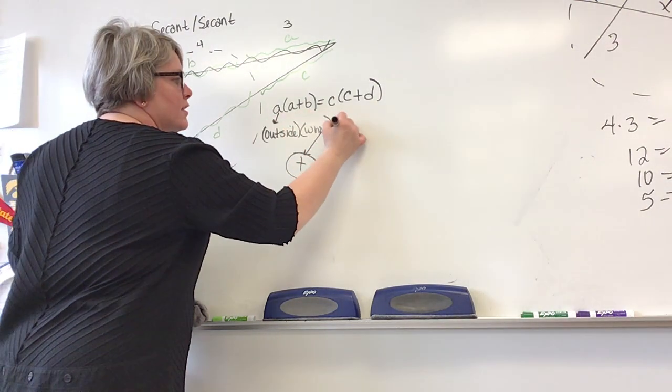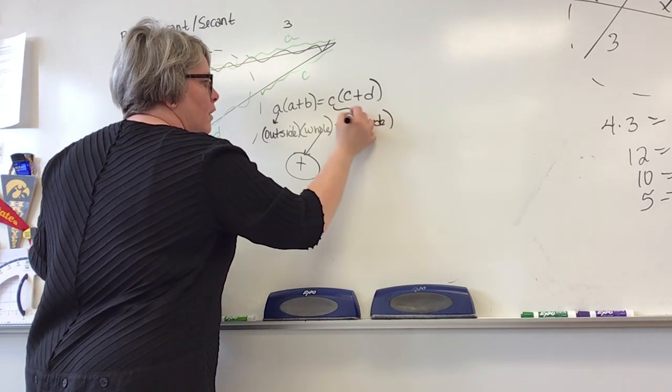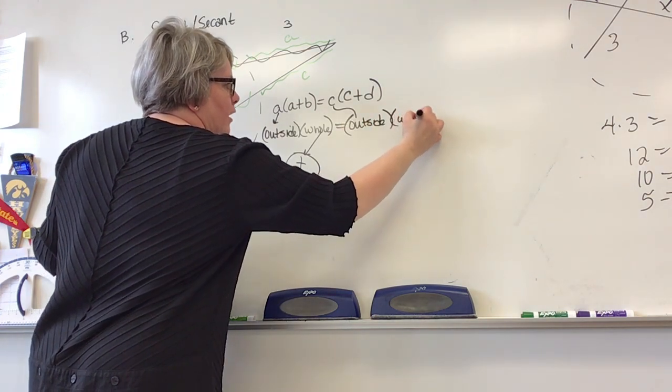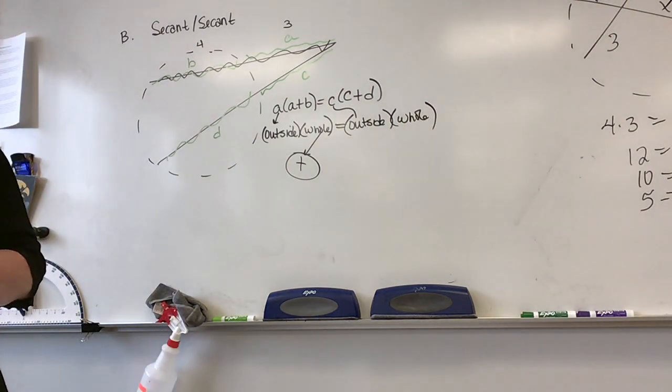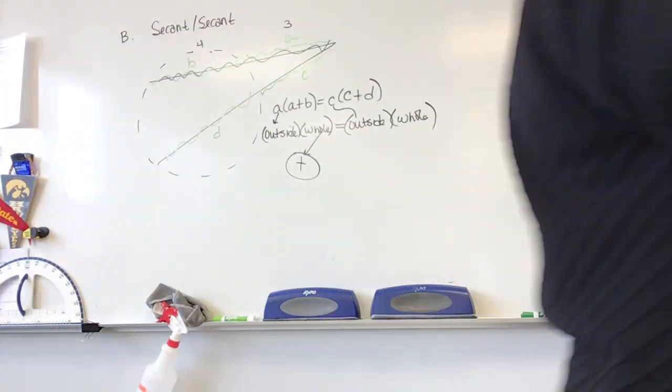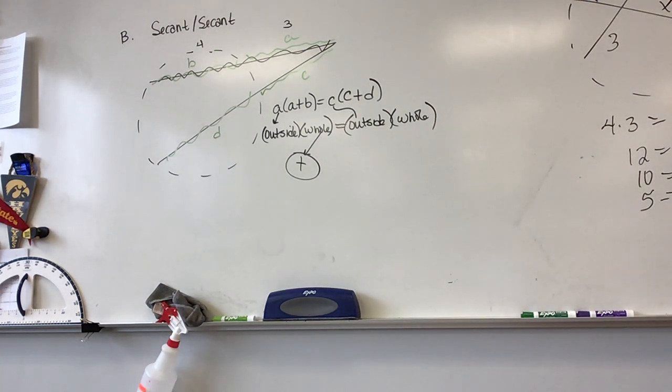Okay, equals the C, it would be another outside part. And then the C plus D would be another whole. So secant, secant, I've always memorized as outside times whole equals outside times whole. Okay, I've got 3 of them, going from easy to really hard. Sound good? Okay, let's do one.